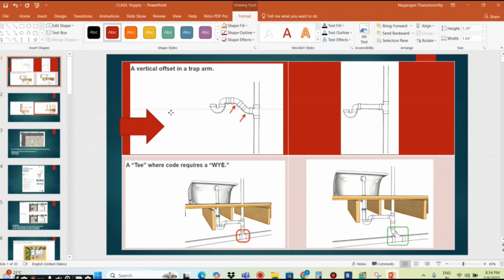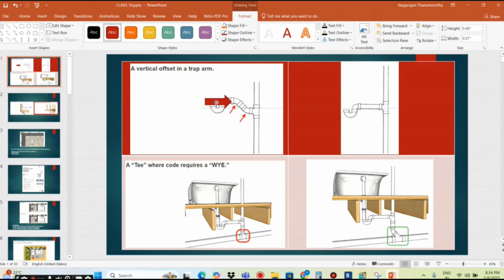the first one we see here is called a trap arm. So what is a trap arm? For example, you can see this wash basin. Let's say this is the side view. From the side view we are checking. So we have the wash basin here, and from the wash basin we have the P trap, and the line is going like this.